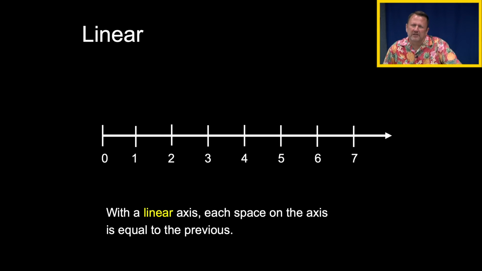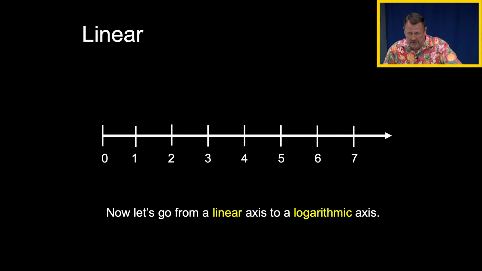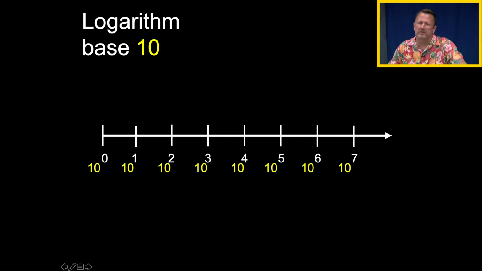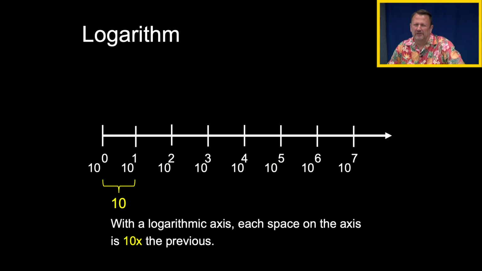This is a linear axis. Each space on the axis is equal to the previous one. So the space is equal to 1. Great. Now let's go to logarithmic. A logarithmic axis is like this, a logarithm in base 10. Each space is basically 10 times what the previous space was. From 10 to the 0 to 10 to the 1, that's basically 10. That space is 100, that space is 1,000, 10,000, and so forth.